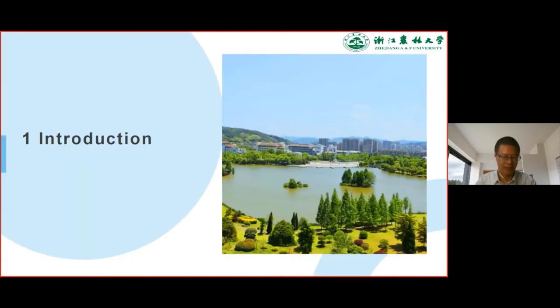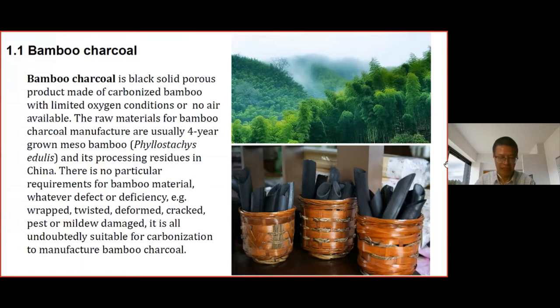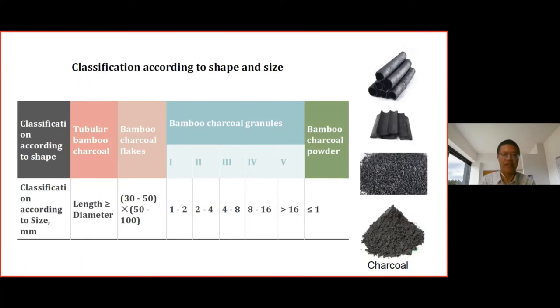There are four parts. The first part I wanted to talk about is the introduction of bamboo charcoal, bamboo charcoal briquette, and bamboo activated carbon. First of all, what is bamboo charcoal? Bamboo charcoal is a black solid porous product made of carbonized bamboo with limited oxygen conditions or no air available. The raw materials for bamboo charcoal manufacture are usually four-year-growing moso bamboo and its processing residuals in China. How do we classify bamboo charcoal according to shape and size? Bamboo materials are cut down and heated in kilns using certain techniques, which results in different kinds of bamboo charcoal, such as tubular bamboo charcoal, bamboo charcoal flakes, bamboo charcoal granules, and bamboo charcoal powder.